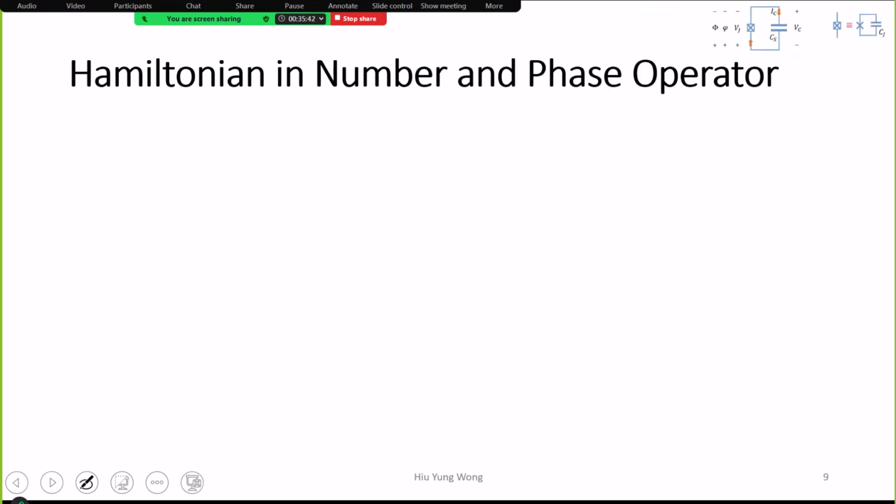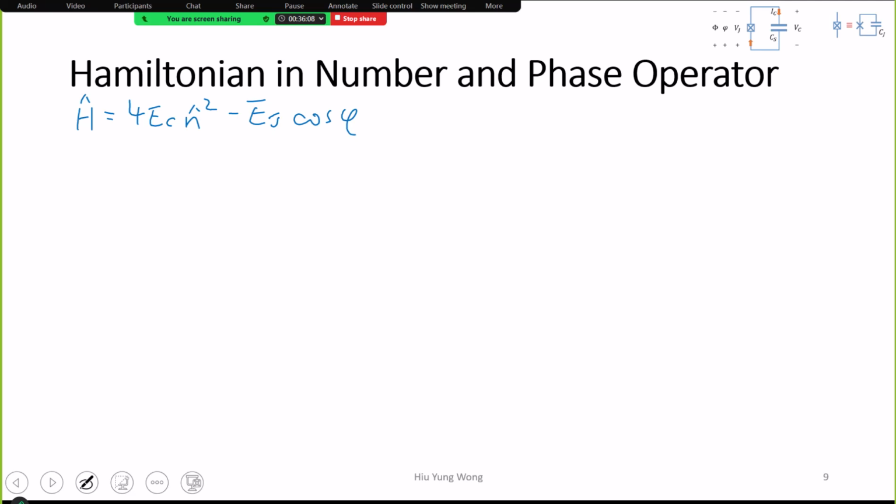Okay, now we look at the Hamiltonian. So let me write down the Hamiltonian again. H hat equals 4EC n hat squared. And this should be easy to understand because it's proportional to the square of the number of Cooper pairs, right? Minus EJ cosine phi, this is the Josephson junction energy.